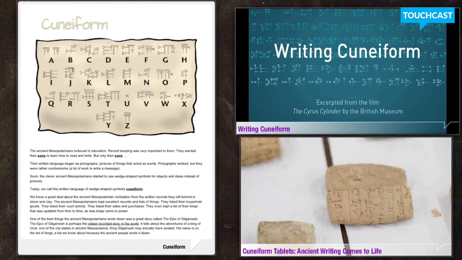The ancient Mesopotamians kept excellent records of things. They listed their household goods, their court activity, sales and purchases, and they even kept a list of all of their kings throughout time.